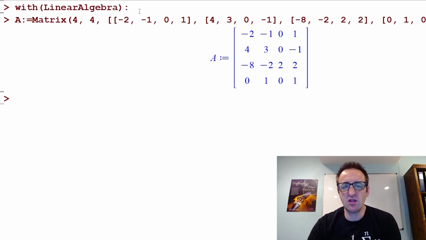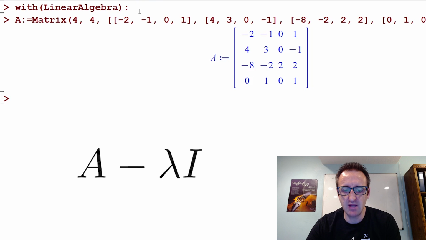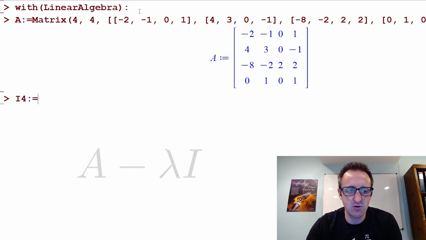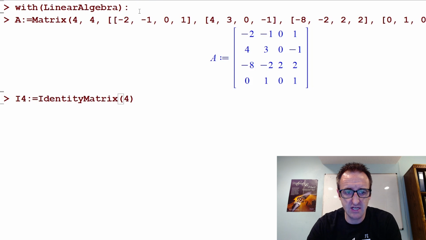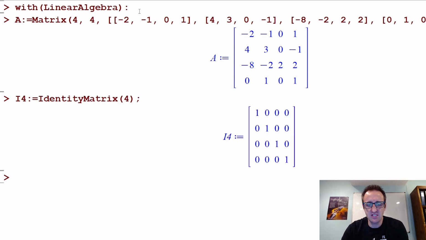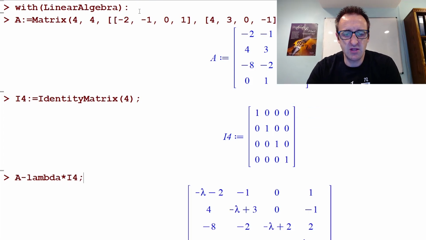To compute the eigenvalues and eigenvectors of this problem, we need to first find the matrix A minus lambda I, where lambda is a real number. By I, I mean the identity matrix. So to form that, we're going to need the 4x4 identity matrix. If we compute that here, we get this guy. And then A minus lambda times I will be this matrix here.